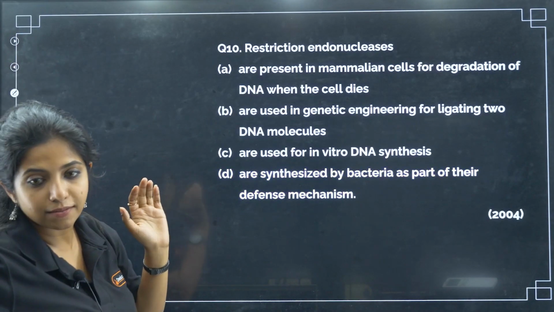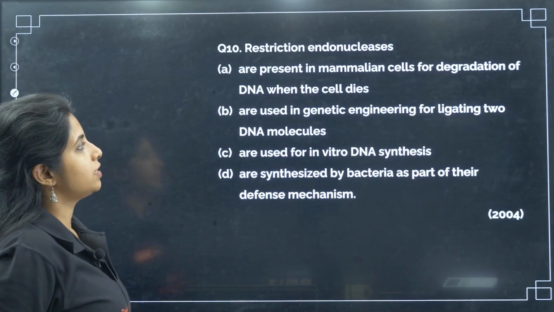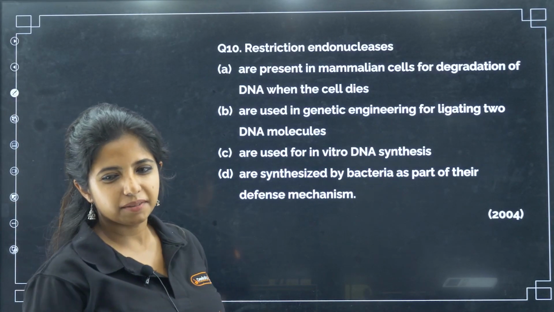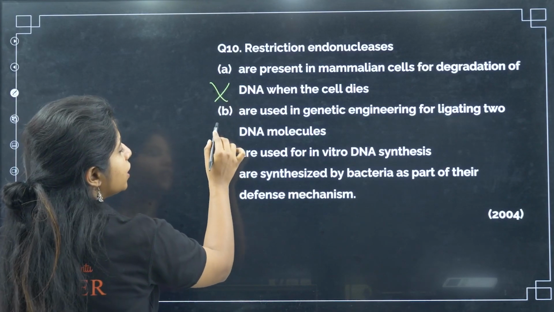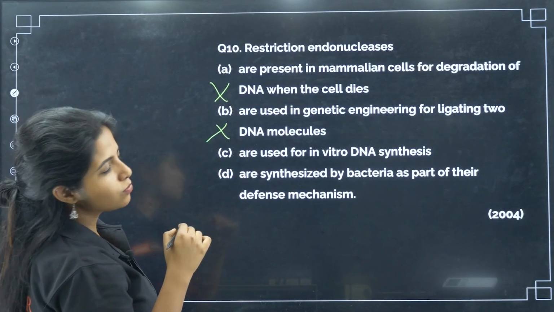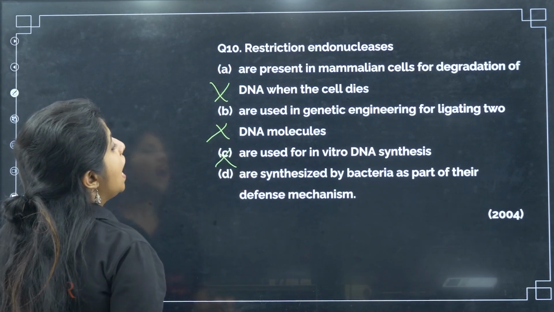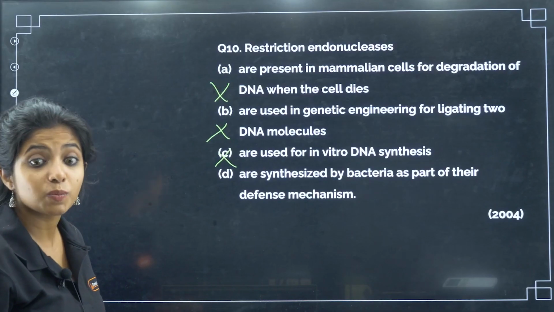I already showed the answer. Now question number 10. Restriction endonucleases are present in mammalian cells for degradation of DNA when the cell dies? No. Are used in genetic engineering for ligating two DNA molecules? I suppose we use DNA ligase for that. Are used for in vitro DNA synthesis? No. Are synthesized by bacteria as a part of their defense mechanism?